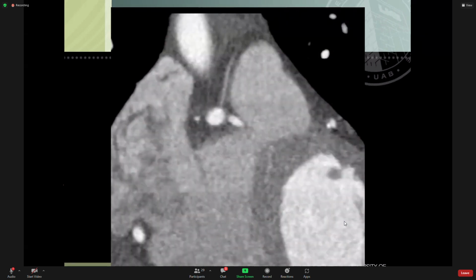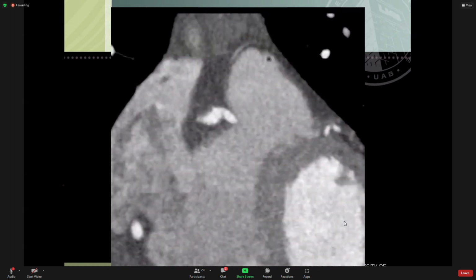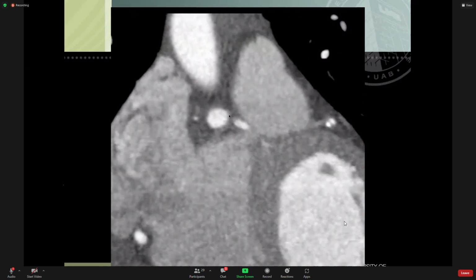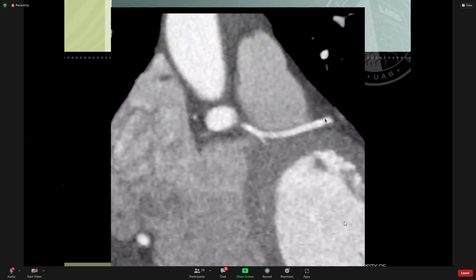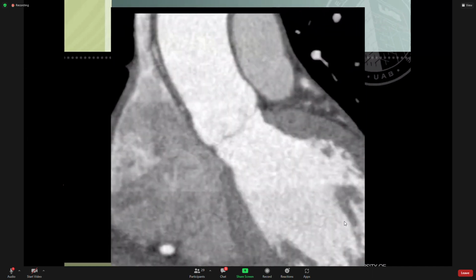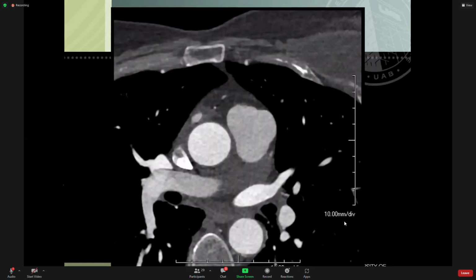Here on our coronals, you can see there is no artery between the aorta and pulmonary artery. There's no central dot sign. We come anterior, we can see it coming off this right coronary cusp, diving down to the top of the interventricular septum and then out into the fat. And so they describe this, and if you MIPed it up, they describe a hammock sign where it kind of dives down and then comes back up to get to the normal location for the left coronary artery. Transseptal course, limited treatment options, rarely associated with ventricular arrhythmias and death, and is usually considered to be a benign variant.